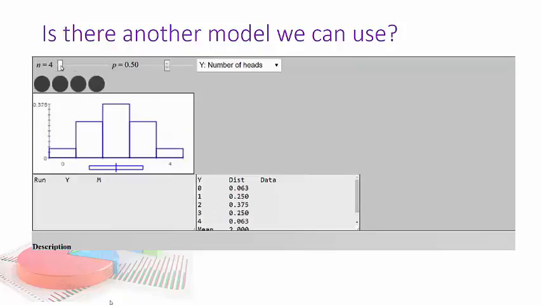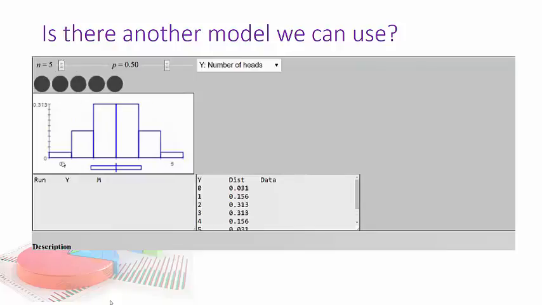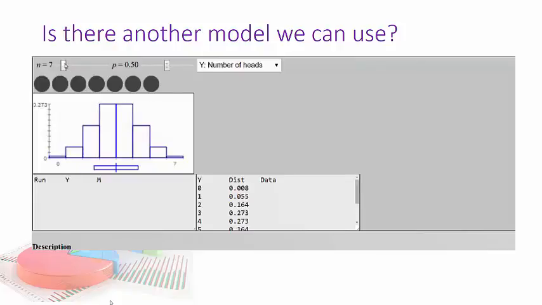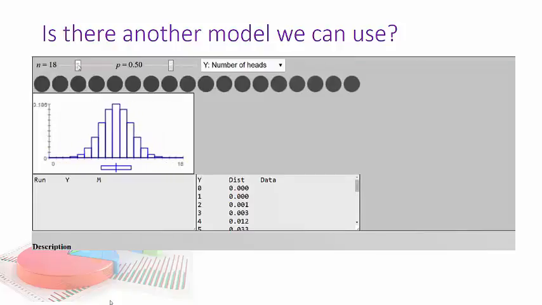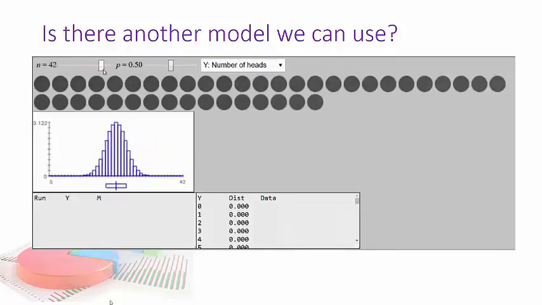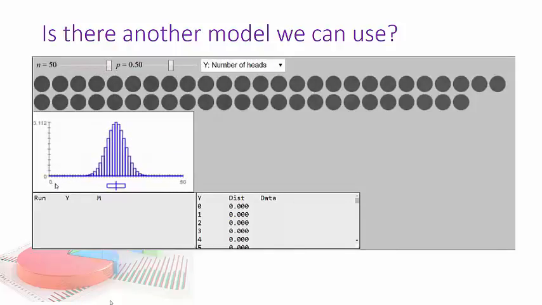And as I keep increasing it, you can see the number of heads changes based on the number of combinations we can get. And the shape is starting to get a little familiar. In fact, as I keep going up and up and up, what does this look similar to? This looks a lot like the normal distribution. And in fact, when you're doing a binomial distribution, and this is only with 50 flips, it already is looking very much like a normal distribution.